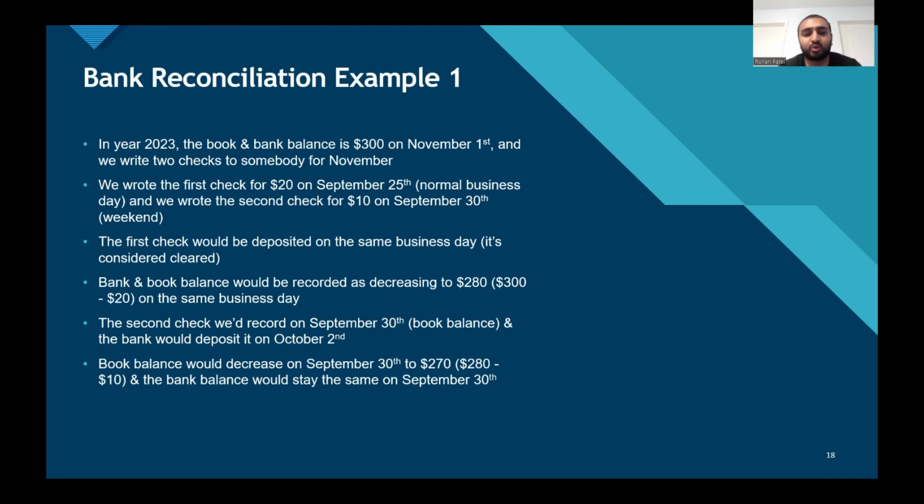The second check we record on September 30th for the book balance, and the bank would deposit it on October 2nd, since the bank doesn't work on weekends, right? Or they don't deposit checks on weekends. So the book balance would decrease on September 30th to 270, which we immediately record, right? It's the 280 minus the $10, and the bank balance would stay the same on September 30th.